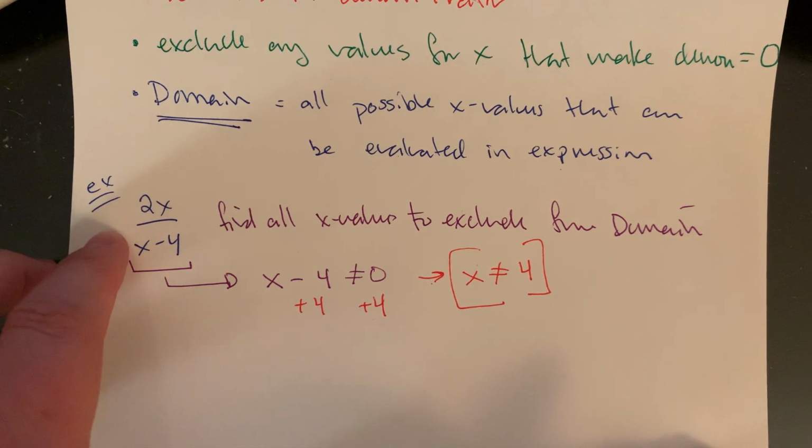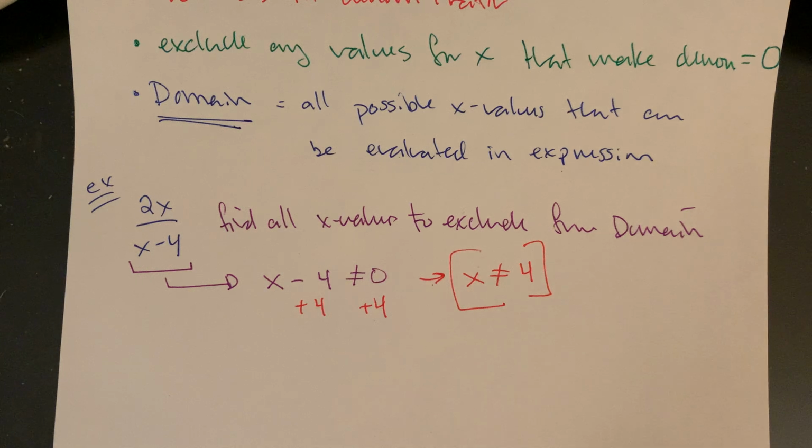I don't really need to worry about anything in the numerator here. In theory, you might say, well, 2 times x at top, right? Do I need to exclude x equal to 0 because 2 times x would be 0? And the answer is no. Everything up top is totally fine and is in play.